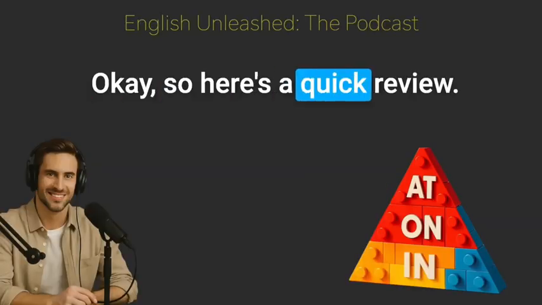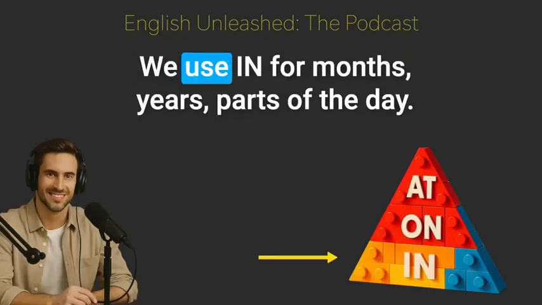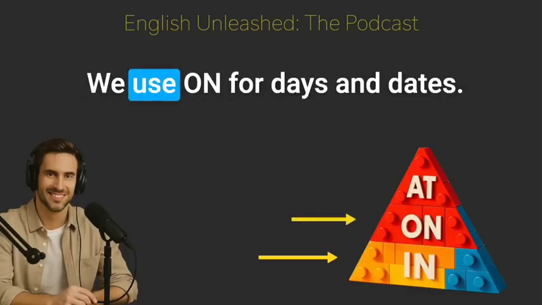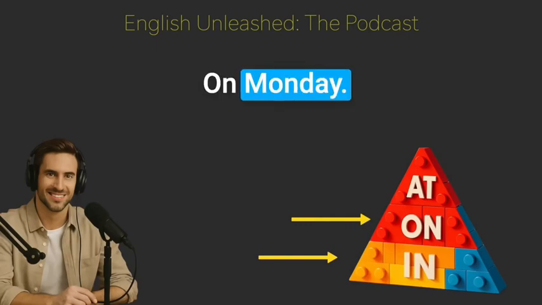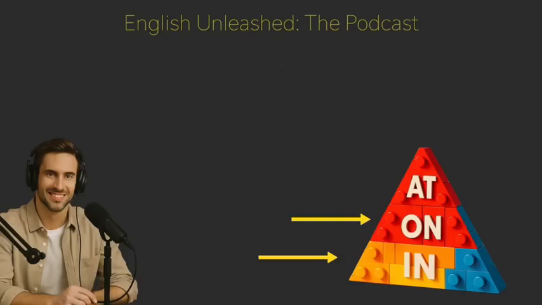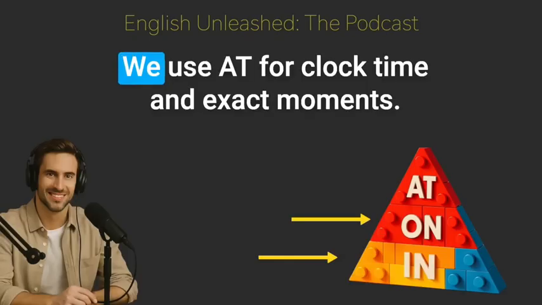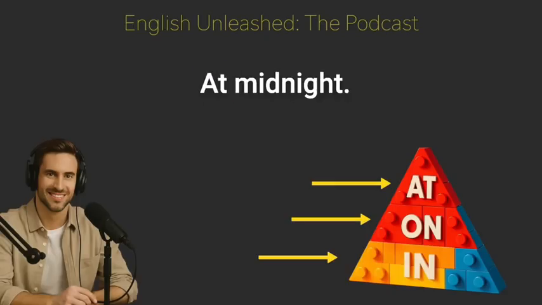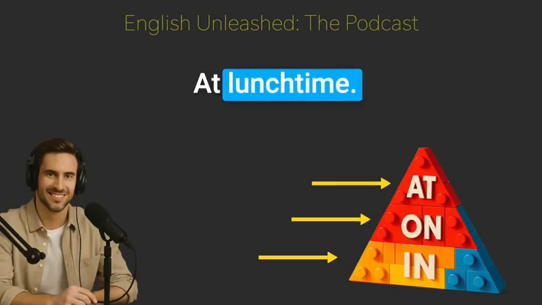Okay, so here's a quick review. We use in for months, years, parts of the day. In May, in 2023, in the morning. We use on for days and dates. On Monday, on July the 3rd, on my birthday. We use at for clock time and exact moments. At 5 p.m., at midnight, at lunchtime.